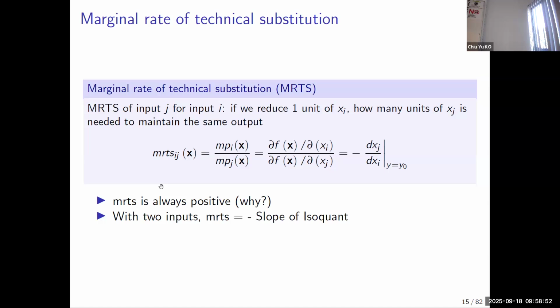So basically, it's just like the internal exchange ratio for the firm. I keep the same output. If I swap i and j, what's the ratio? I take away 1 unit of i, how many j do I need to stay on the same isoquant? Okay? You can write this as a partial derivative, or you can write it this way. That would be the idea.